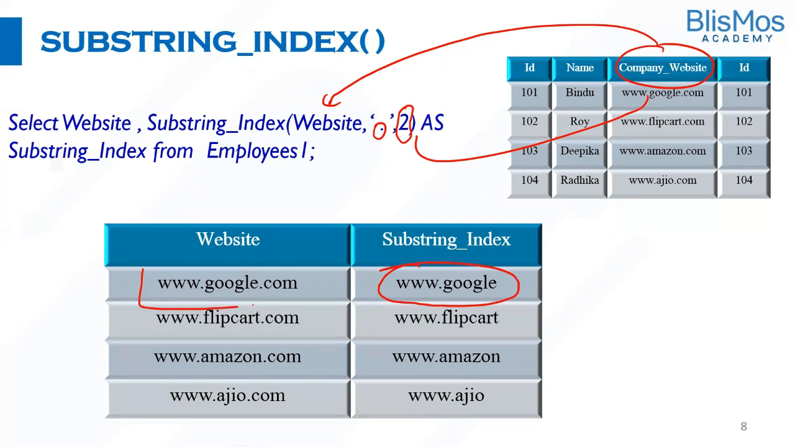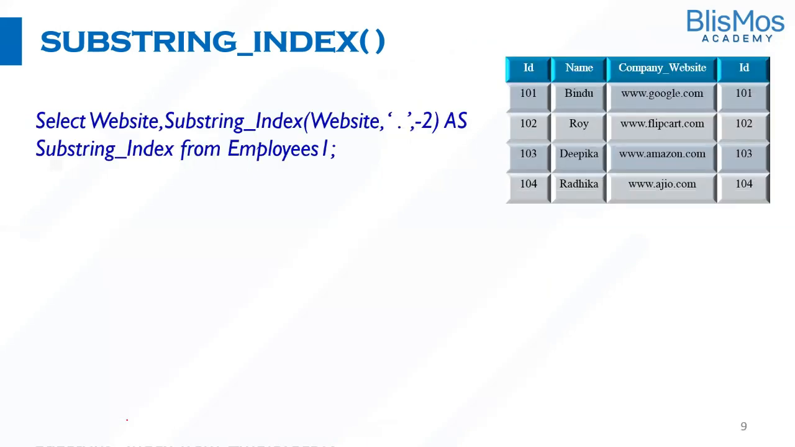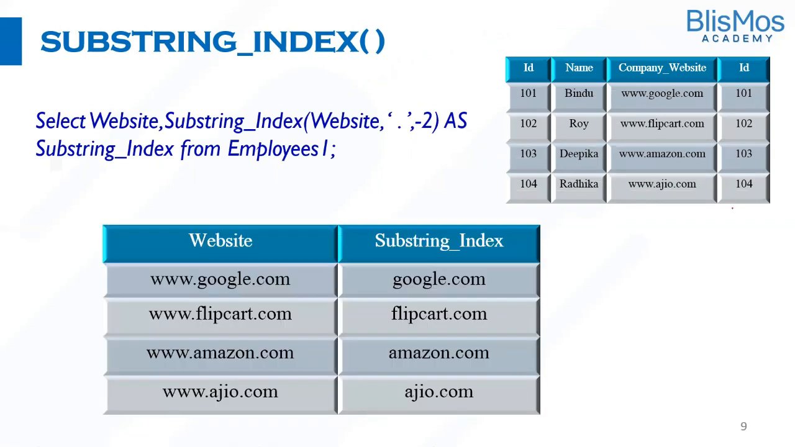Since it is a positive number, it extracts this part, this part, this part. That is how it behaves. If you provide a negative number, what will happen is it will give from right to left. So instead of giving this part of the string, it will give this part of the string.